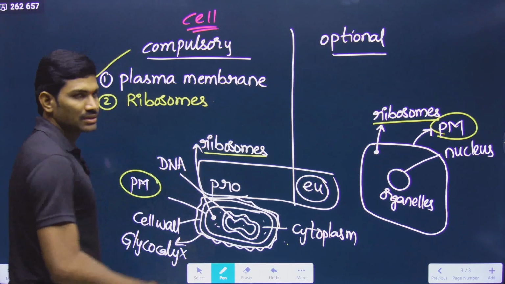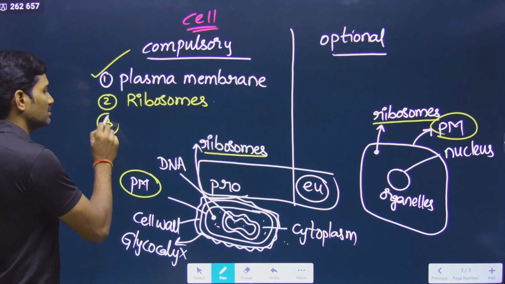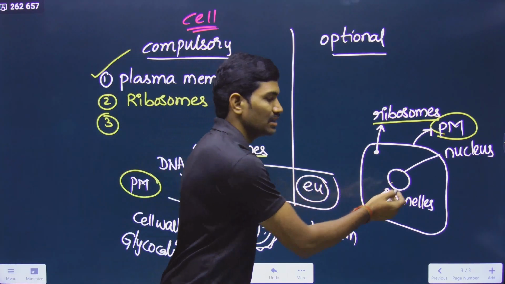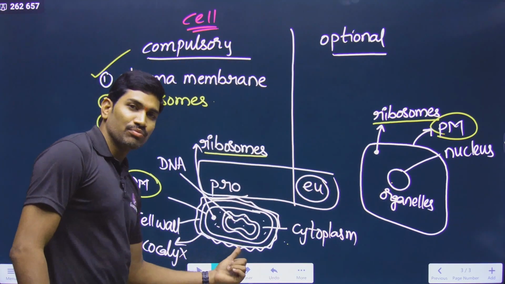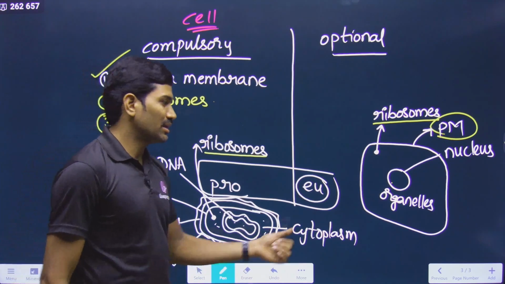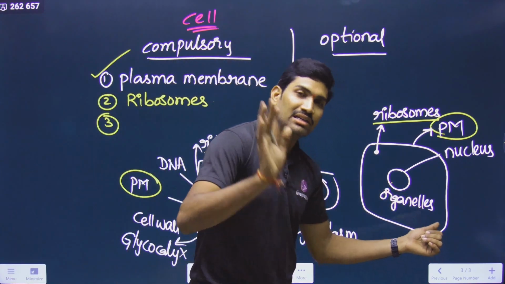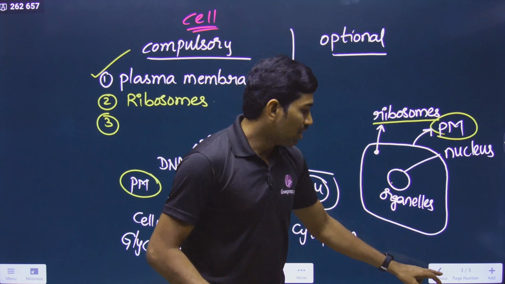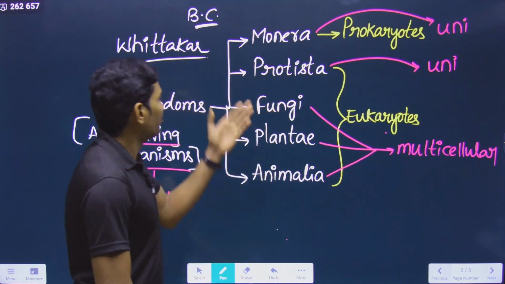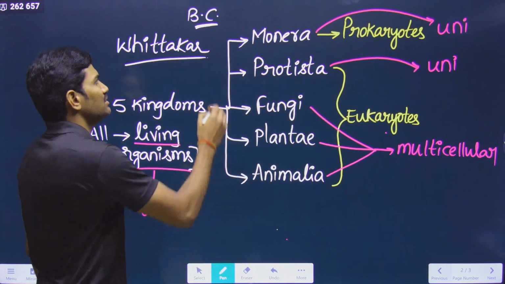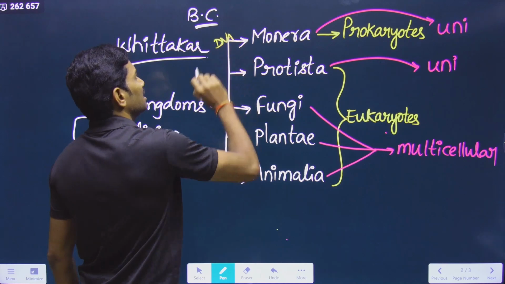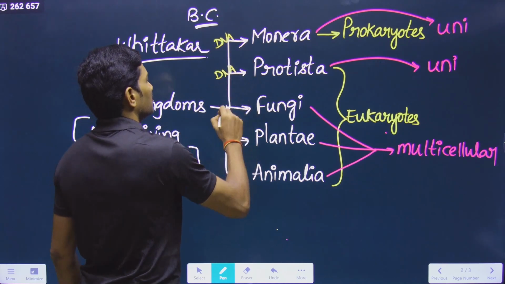Ribosomes are compulsory. And apart from this, they should have DNA as genetic material. Please observe this. In the case of prokaryote, DNA is the genetic material. In the case of eukaryote, DNA is the genetic material. That means for all the 5 kingdoms, what is the genetic material? DNA is the genetic material for all these things.